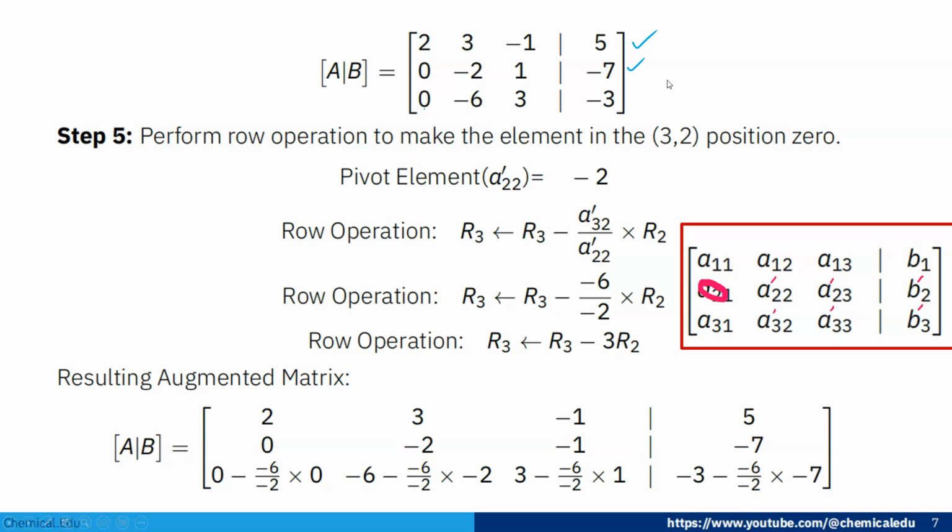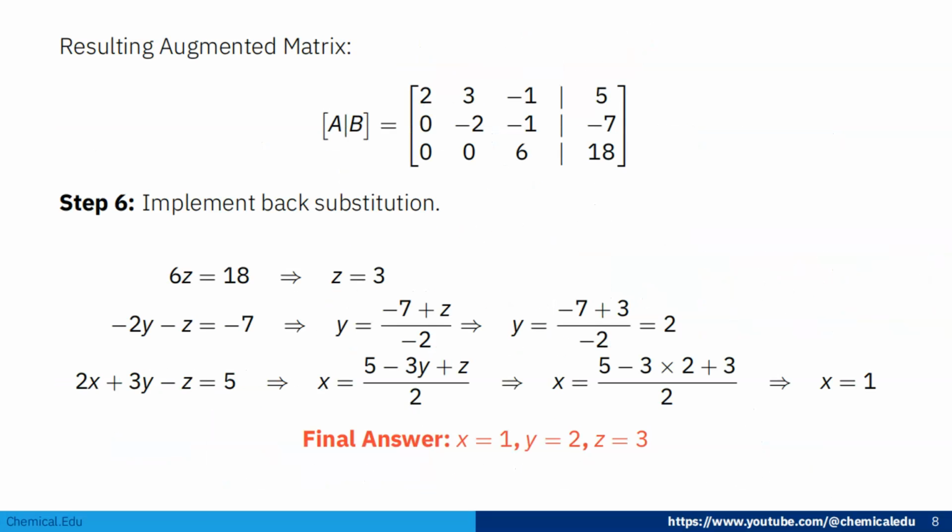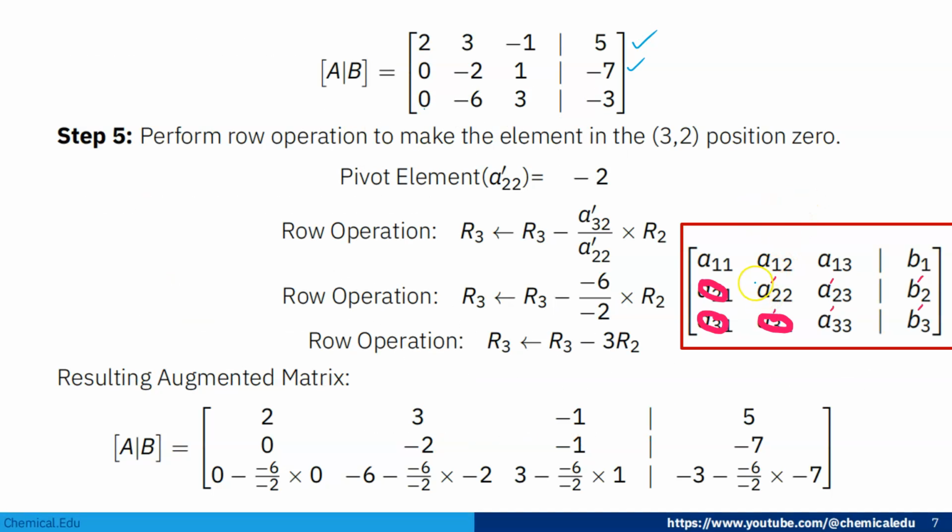Now we already did that 0, this 0. Next, I'm going to make this element 0. So A32 dash, the new element, I'm going to make 0. Okay, now again the operation. Here A22 becomes the new pivot element, that is minus 2. Now again we get the multiplier: A dash 32, that is minus 6, and A dash 22, that is minus 2. So we'll get the new multiplier, M3.